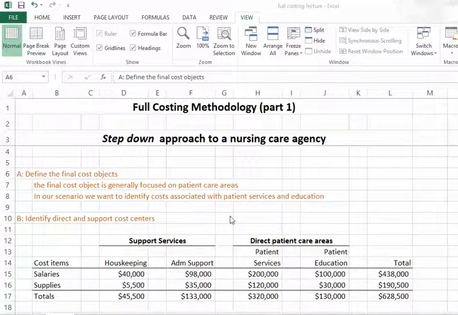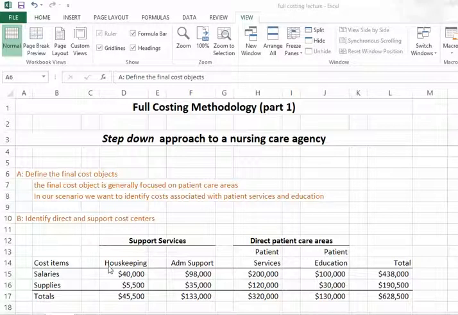cost centers. In our scenario, we have two direct patient care areas. The direct patient care areas, again, are the patient services. These are the direct patient care services. And the other piece is patient education. Perhaps we're providing education for diabetes or some other types of services related to helping patients learn how to care for themselves. What we've also done is identified two indirect service cost areas.